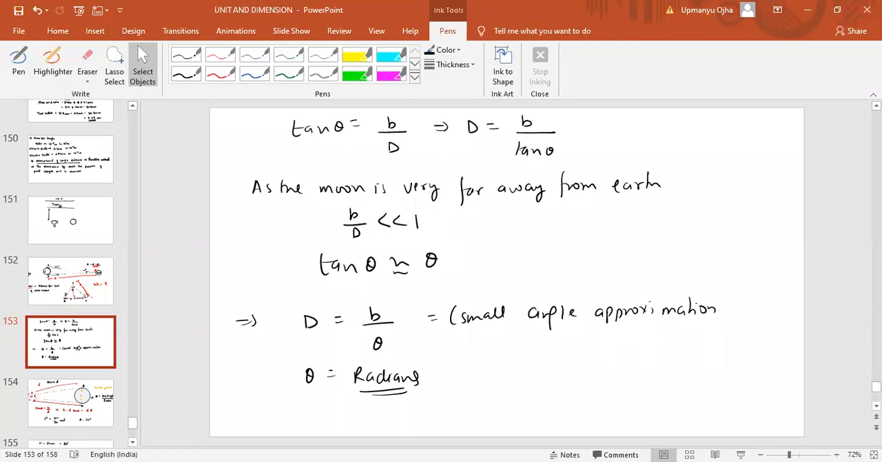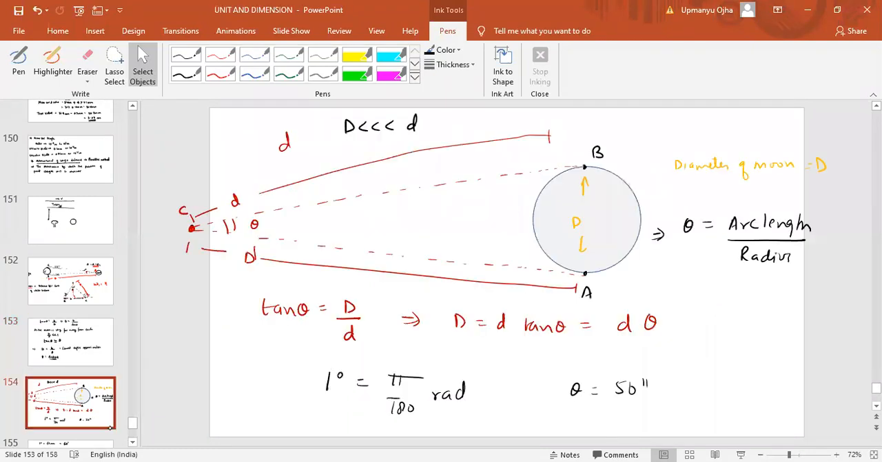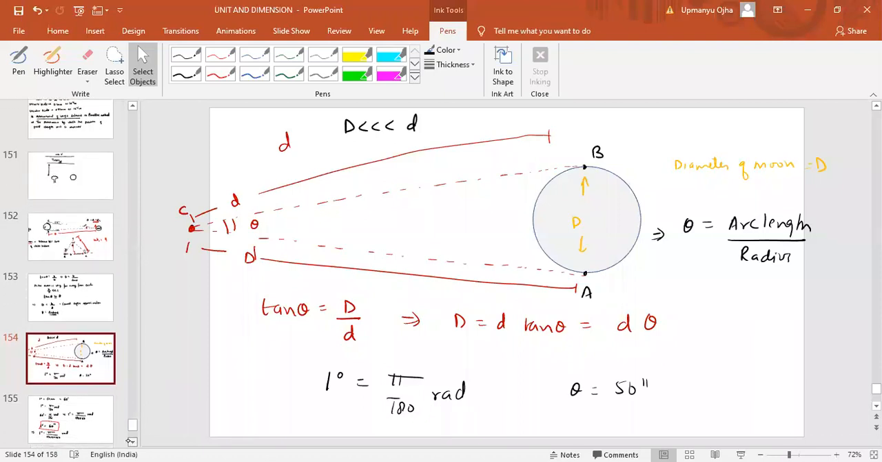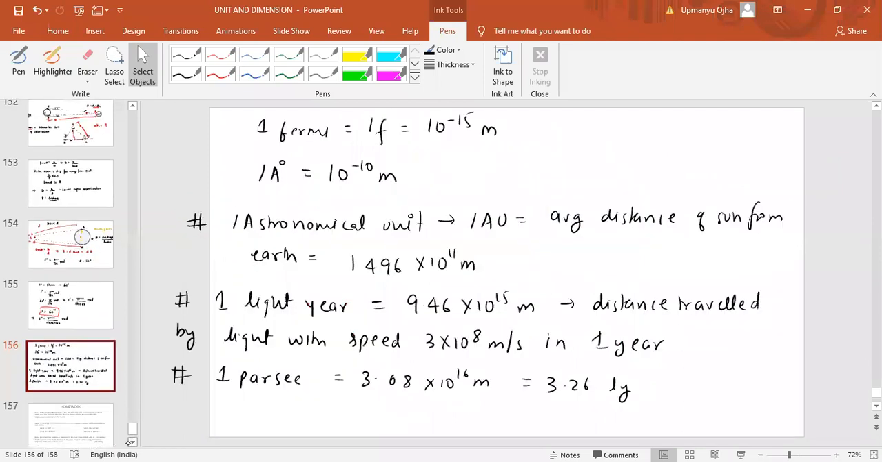One astronomical unit is the average distance of the Sun from the Earth. It is elliptical only. That is why they are telling you the average distance. The path is elliptical, that is correct, but we are finding the average distance here.